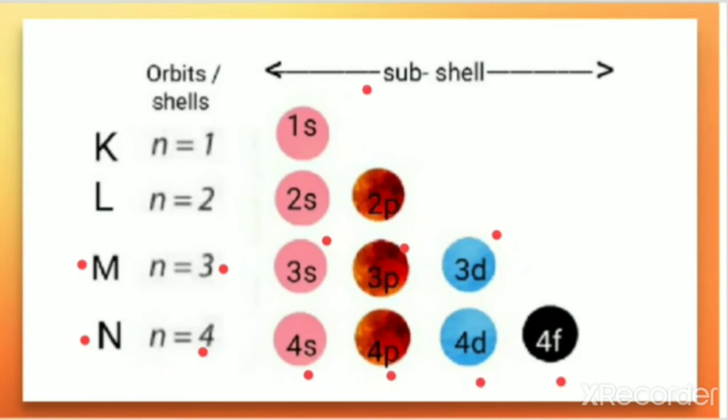When you look at the series here, in the first case only s is there. In the second case, s and p are there. In the third case, s, p, d. In the fourth, s, p, d, f. So when the principal quantum number increases one by one, an extra subshell gets added. So this is about each shell having the following subshells.